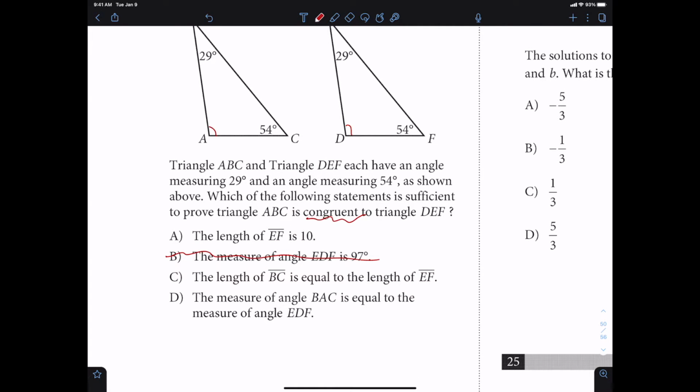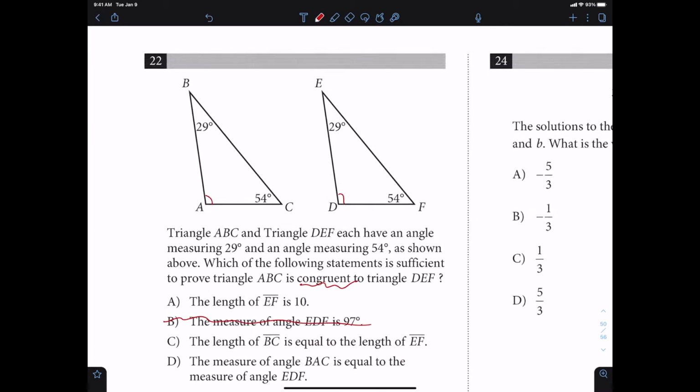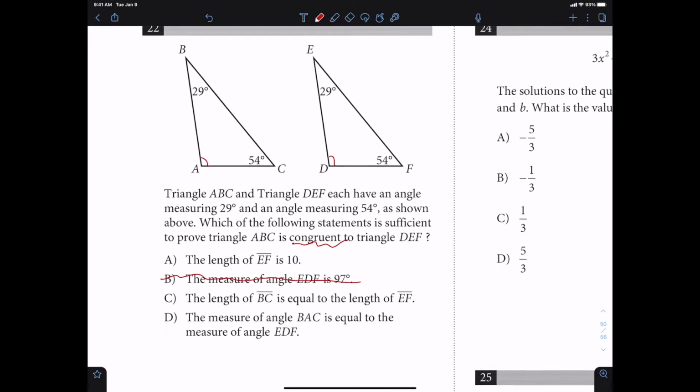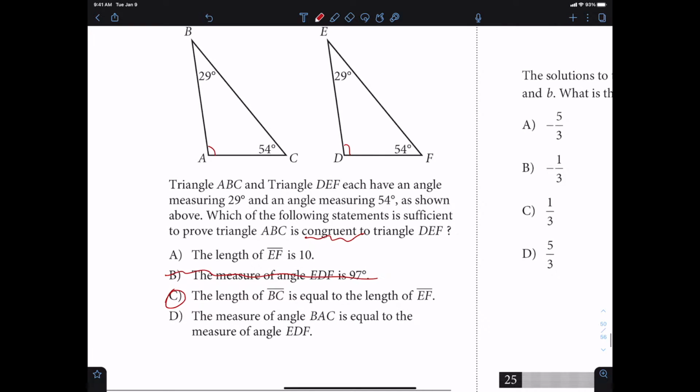The length of BC is equal to the length of EF. Right, that's gonna make sure that they are congruent. That makes sense to me, right? Because if this is 10, let's just say that's 10 and this is 10, that means that these sides are also going to be the same, and they're going to be the same exact triangle.